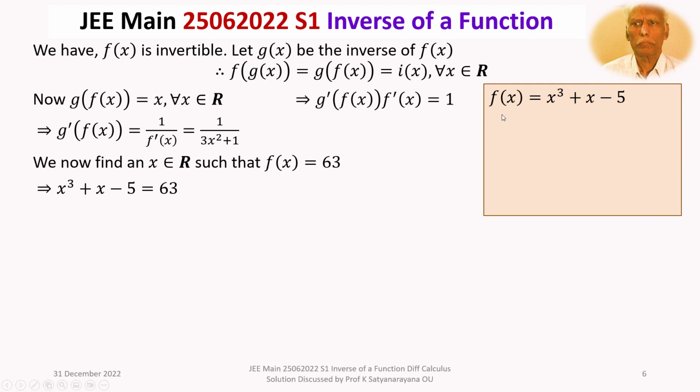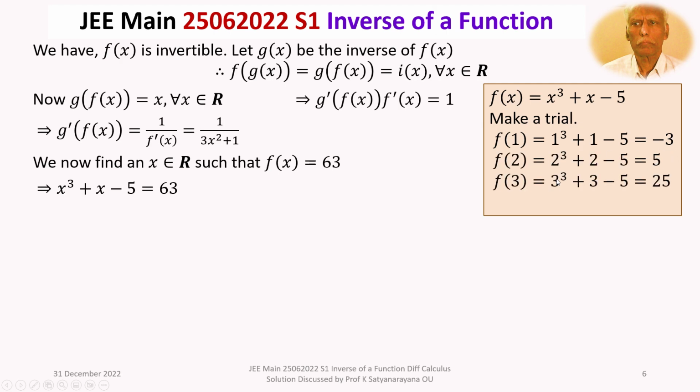So first we do f of 1, make a trial. f of 1 is minus 3. f of 2 is 5. f of 3 is 25. It is strictly increasing. f of 4 is 63. Yes. And if you are not successful with 1, 2, 3, 4, 5, then you go for 0, 1, 2, 3, 4 backwards. And by a trial find a value of x such that f of x is equal to 63. So by trial we find x is equal to 4.